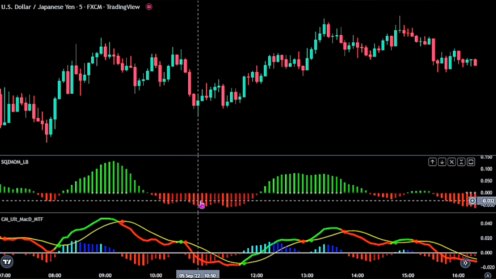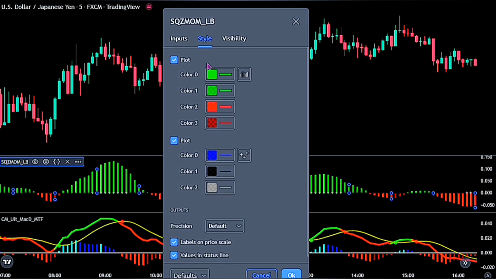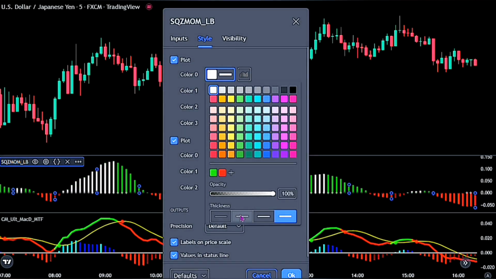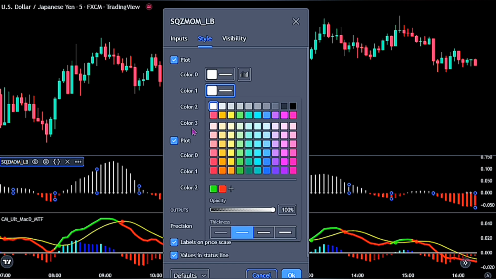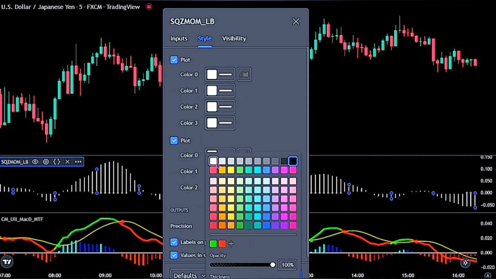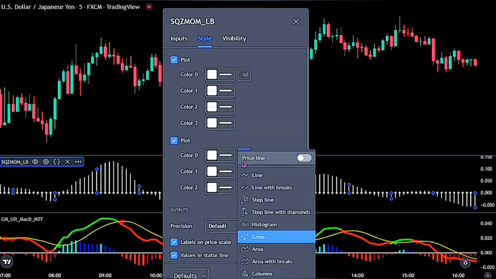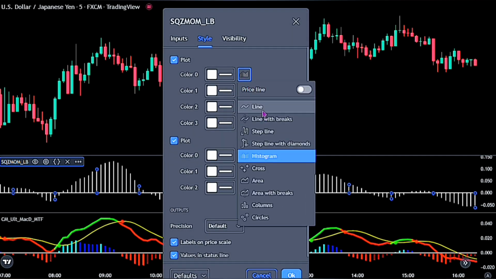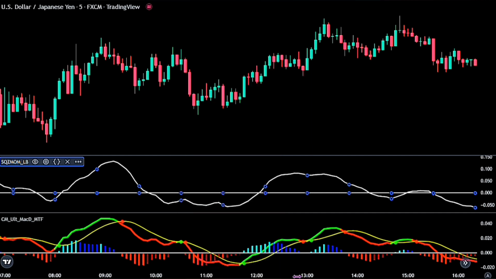Let's quickly double-click on the squeeze to adjust its settings. On the style, I want you to change all these plots to white, increase the opacity, then make sure they are on the second thickness for better visualization. After that, also change both of these plots to lines, and when you are done, press the OK button to fully apply the settings on the indicator.